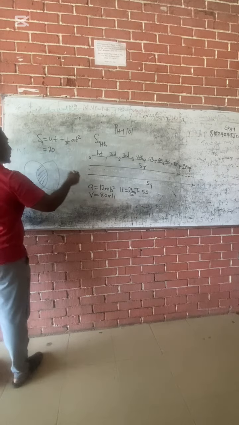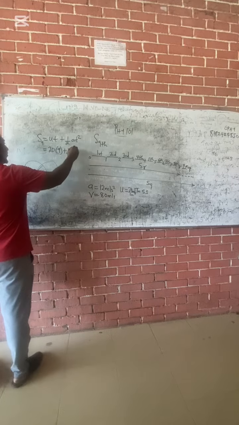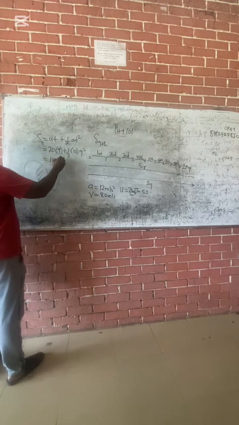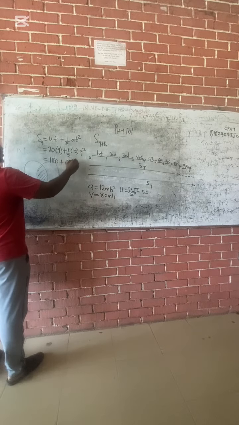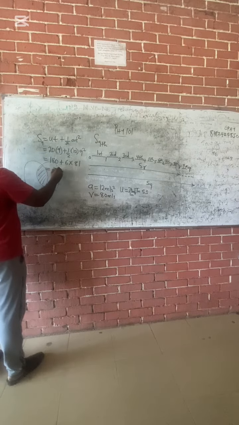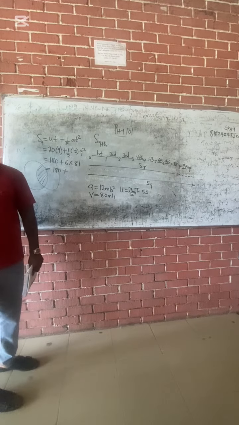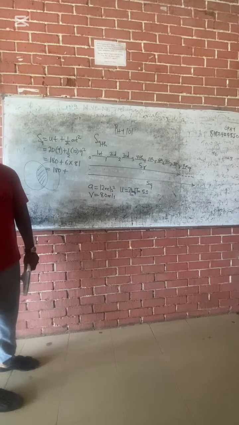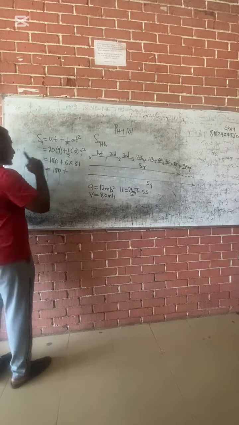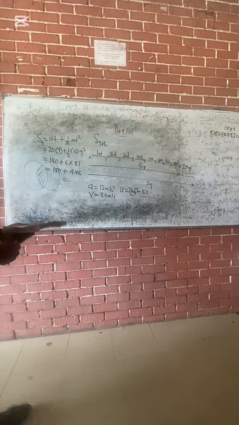We have u as 20 times time 9, plus half. What's our a? 12. Times 9 square. 20 times 9 is 180. Half of 12 is 6. 9 square is 9 times 9, 81. 180 plus 6 times 81 is what? Someone should help me, please. What is 6 times 81? 486. What's 180 plus 486? 666.